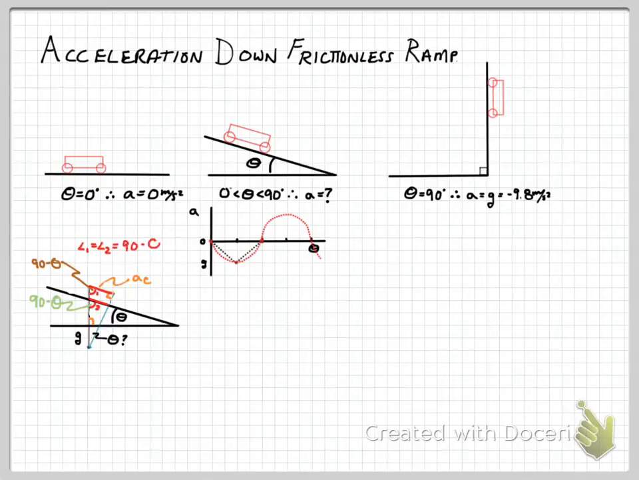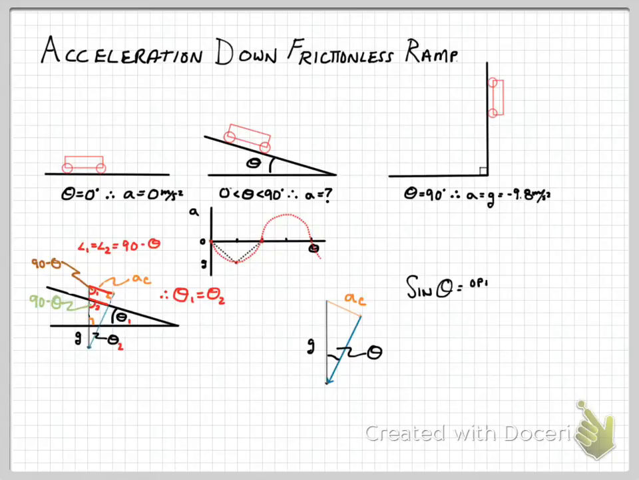We can see that the two red lines are parallel, therefore making the brown and green angles equal. If angle 1 equals angle 2, which equals 90 degrees minus theta, we can then determine that theta 1 equals theta 2. Now, using our simple trigonometric ratios, we can determine the acceleration of the cart. If I know that sine theta is equal to the opposite over the hypotenuse, I can simply substitute in A sub c for the opposite and g for the hypotenuse. Rearranging, I get g sine theta equals A sub c.